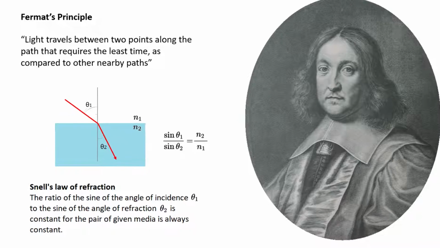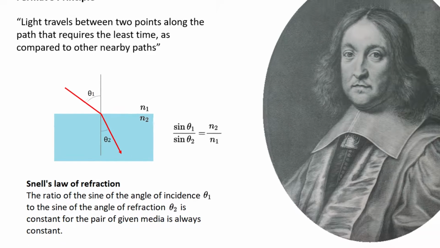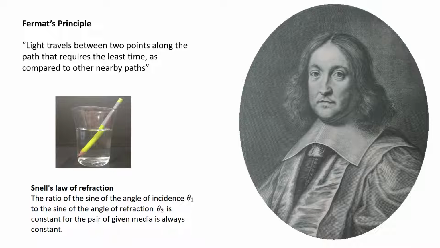On the other hand, based on Fermat's principle, the law of refraction or Snell's law will also be verified, which establishes that the relationship between the sine of the angle of incidence and the sine of the angle of refraction is constant for two given media. This constant is equal to the ratio of the refractive indices. Due to this law, images like this can be observed.